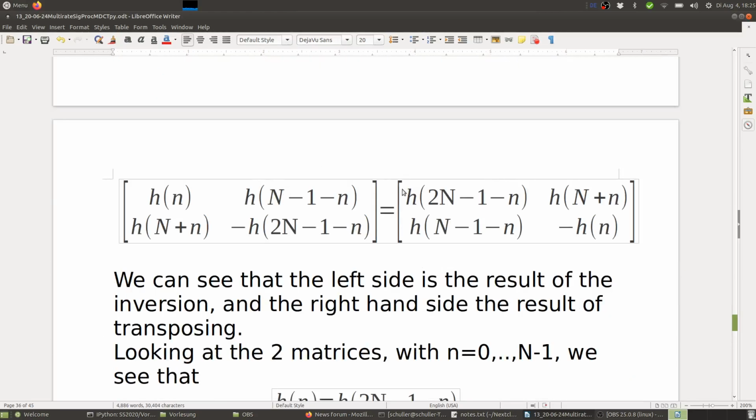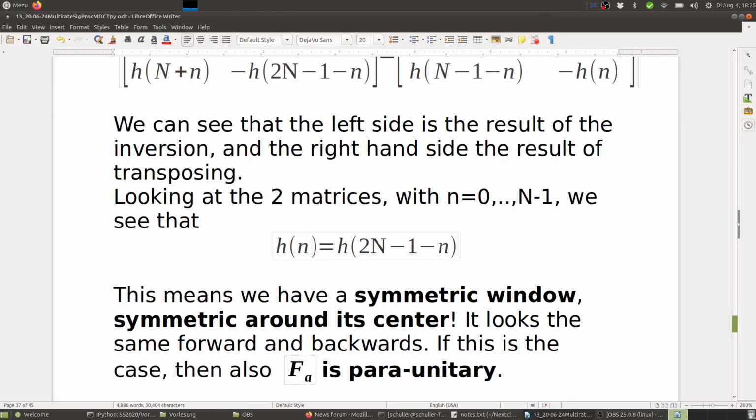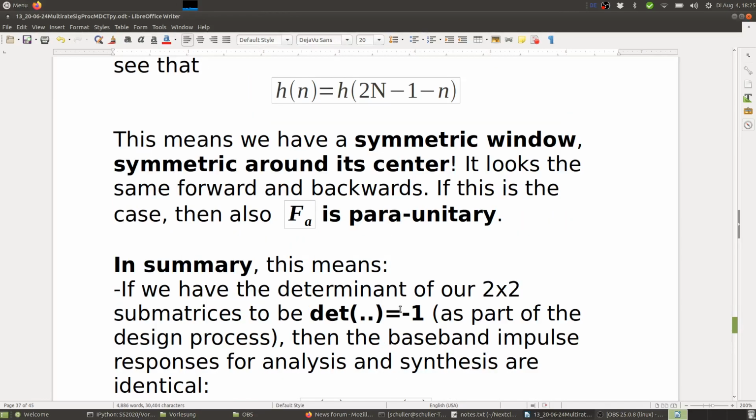So here you see it. And looking at the entries here, we find in general we need h of n equals h of 2n minus 1 minus n, which means the beginning looks like the end. It's symmetric around the center. Right? So it looks the same forward and backwards. If this is the case, then also FA is paraunitary. Right? So this is an additional condition.